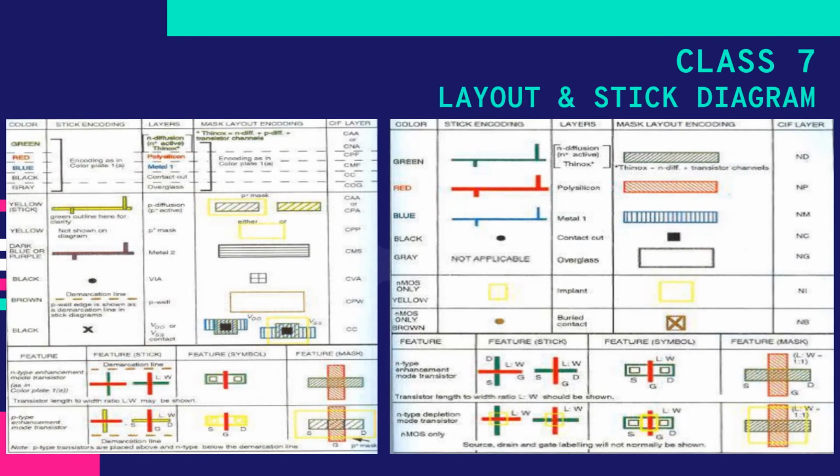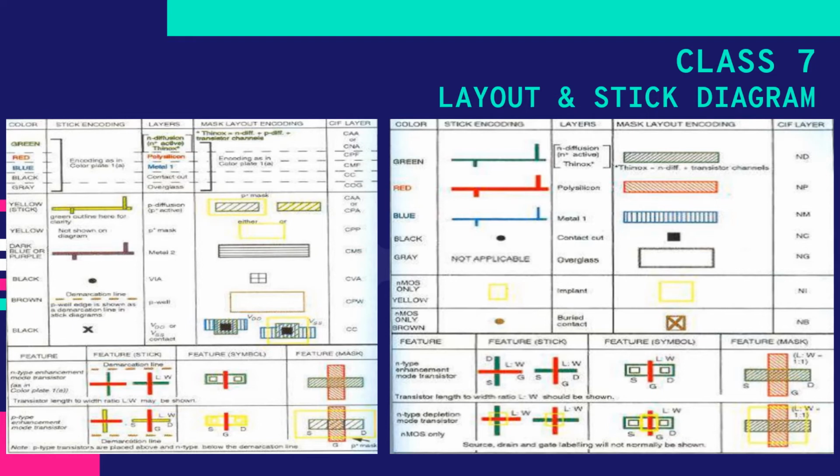In class 7, we covered layout and stick diagram. So some things that need to be defined by the designer are transistor widths, spacing, interconnect widths, contacts, wells and their contacts, and other sizes. Now, we learned about the feature size, which is the distance between source and drain, as well as a brief about lambda rules.